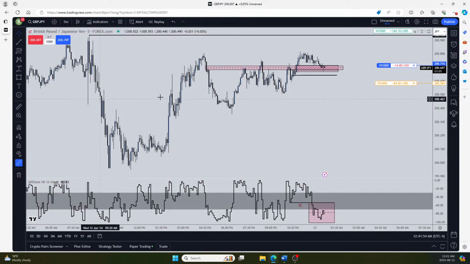And we do not want to see this low get taken out, truth be told. Really want to see price start to expand higher in the shape of a low resistance liquidity run.